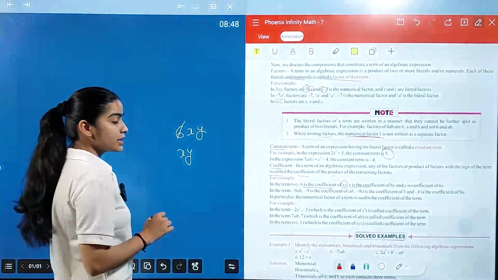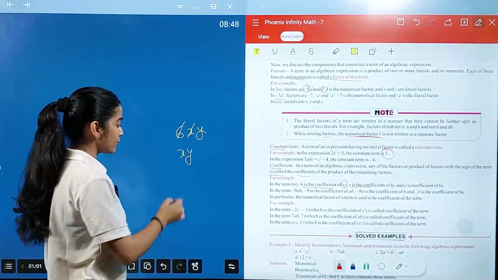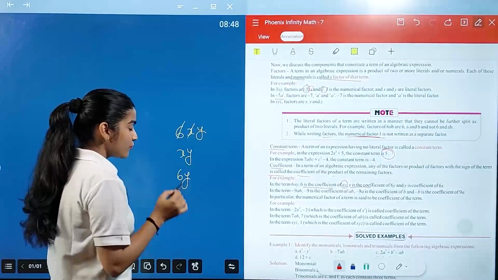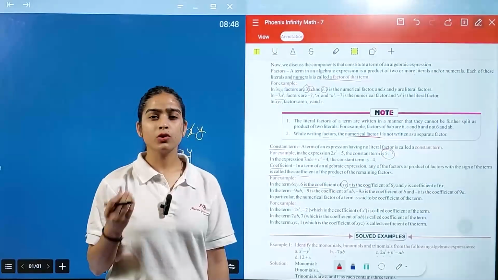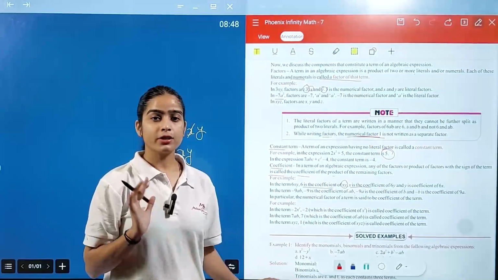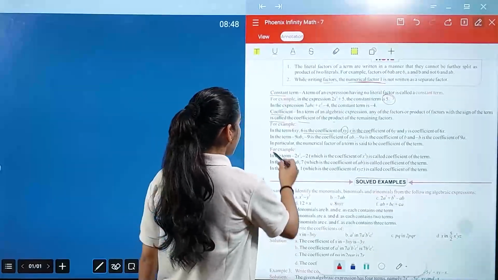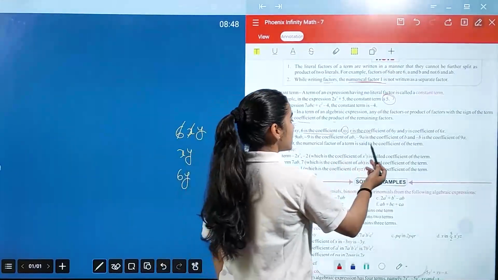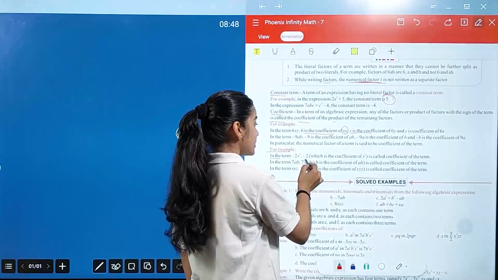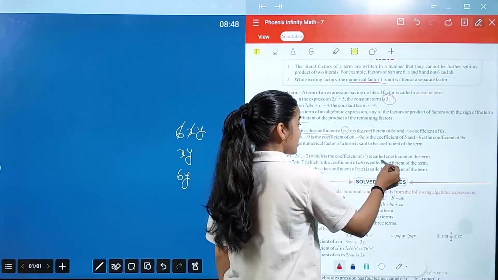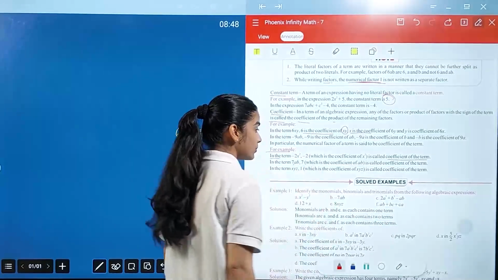Now we are discussing the coefficient of x. It means we have to cancel out x and we are left with 6y. So whichever coefficient we want to know, we just have to cancel it out, and the remaining numerals and literals we are left with are the coefficient for that particular term. In particular, the numerical factor of a term is said to be the coefficient of the term. For example, in the term minus 2x square, minus 2 is the coefficient of x square. In the term 7ab, 7 is the coefficient of ab.